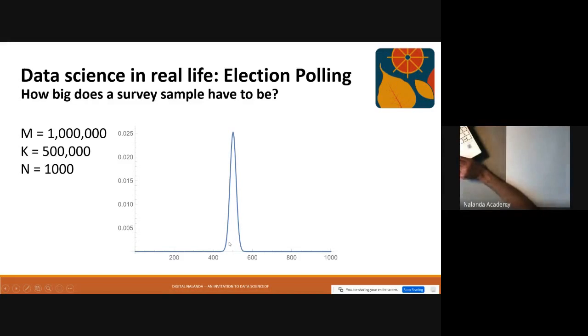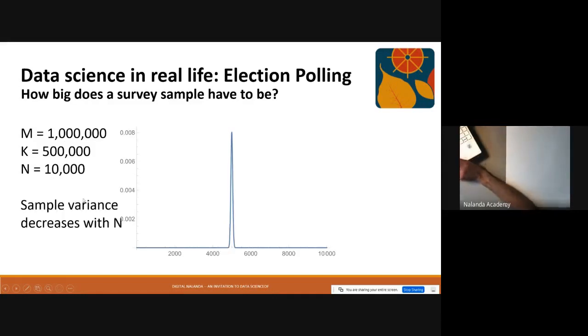But if we did this with 1,000, notice that the peak is becoming sharper and sharper. The width is becoming less and less. The sample variance is going down as I make n bigger and bigger. The sample variance decreases with n, as we found, and as n goes to m, we're just going to get a spike. Why? Because if n goes to m, you've just done the election, and so you're only going to get one unique answer, which is that it's a half. So the sample variance decreases with n. But what's more interesting is the following.